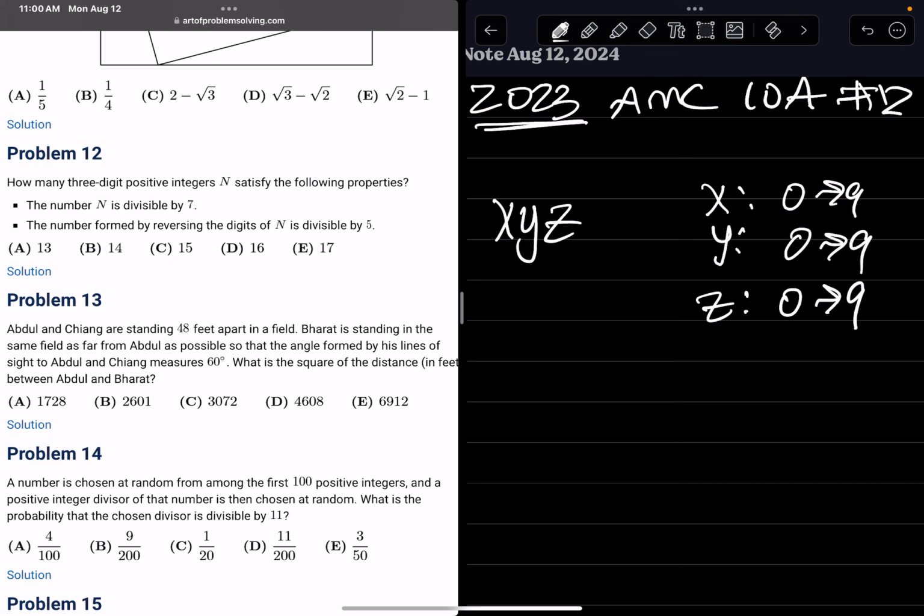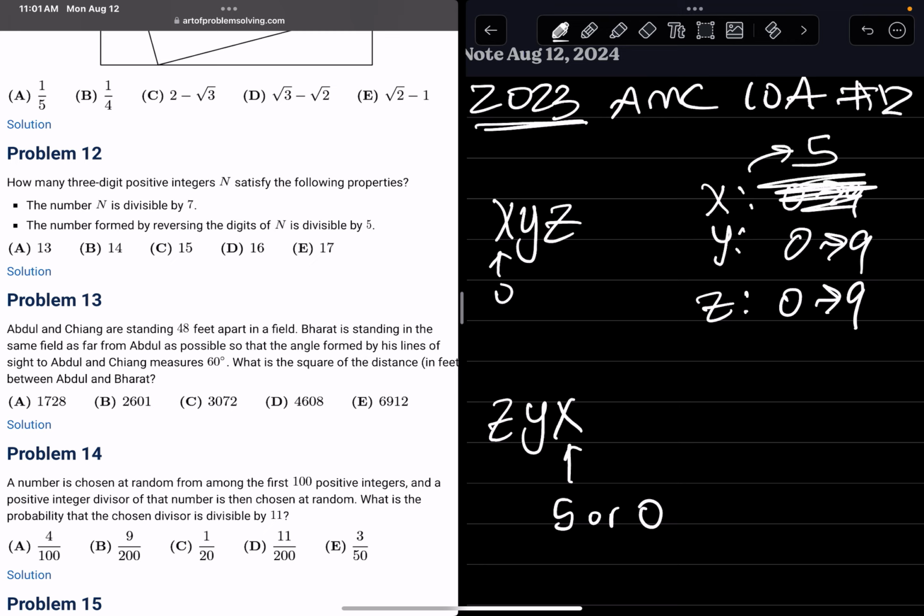Now, when we reverse this, we get zyx, right? And since when we reverse the digits of n, it has to be divisible by 5, we realize x has to be 5 or 0. But we see up here that if x starts with 0, this won't be a three-digit integer anymore. So x can't be 0. x has to be the digit 5.